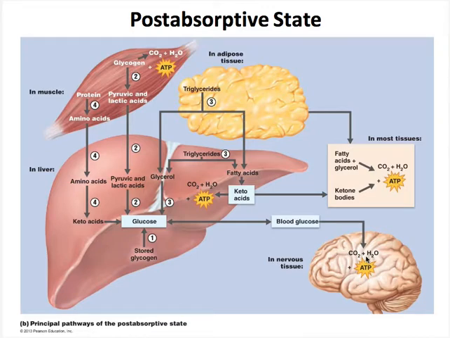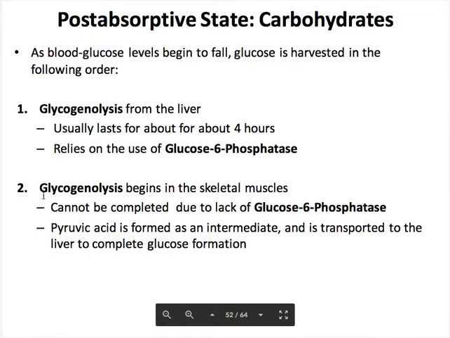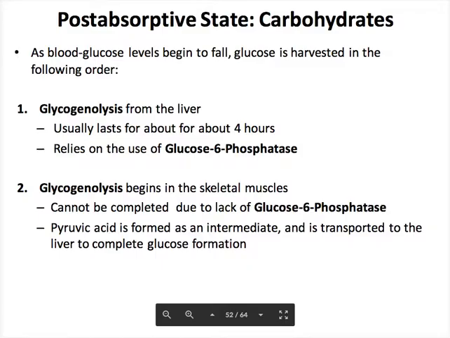However, if you still need more, then you see step 2 begin to take action, and that's actually where you begin to target glycogen stores in the skeletal muscle. So glycogen here will be broken down into pyruvic acid and lactic acid, which can then be converted into glucose by the liver. So the question is, why can glycogen here in the skeletal muscles not automatically be converted to glucose? Well, as we see here in step 2, glycogenolysis within the skeletal muscle cannot be completed due to a lack of glucose-6-phosphatase. Again, that's the enzyme that we see here that was present in the liver.